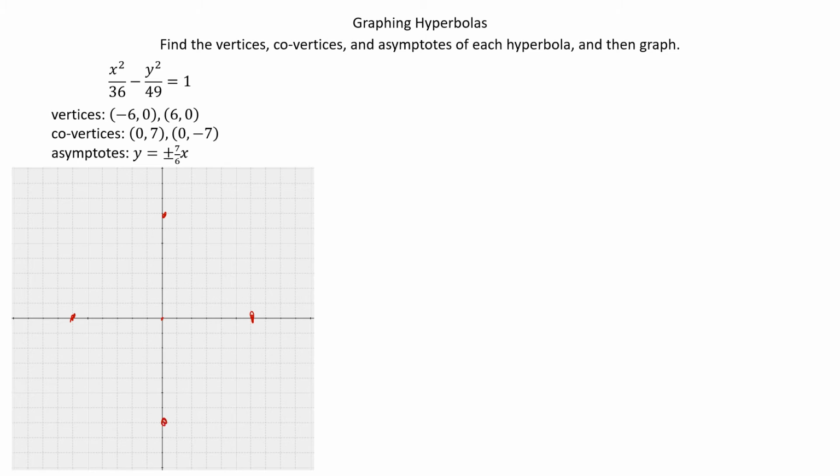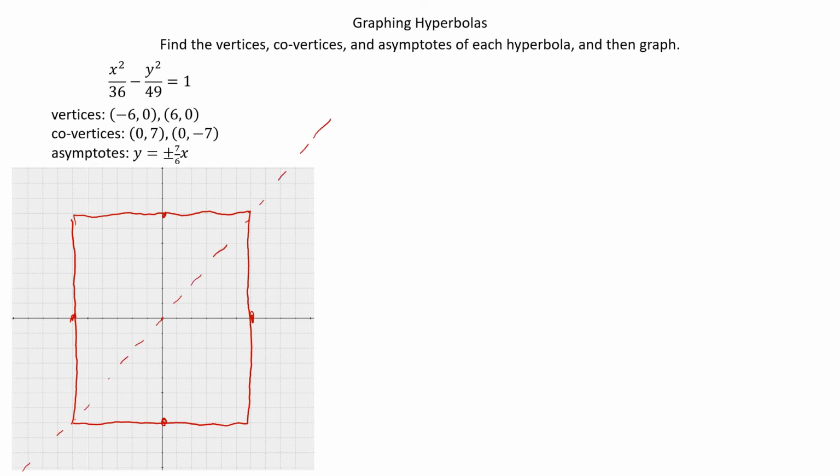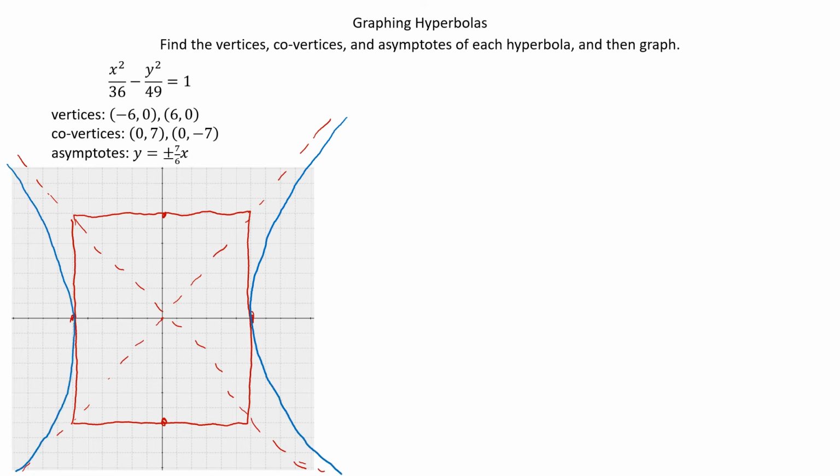We're going to make the box, connect for our asymptotes. And then we're going to sketch the hyperbola. In this case, it's horizontal, so it's going to be here and here. If it were vertical, we would have done exactly the same thing, except we would have sketched it on the top and the bottom.